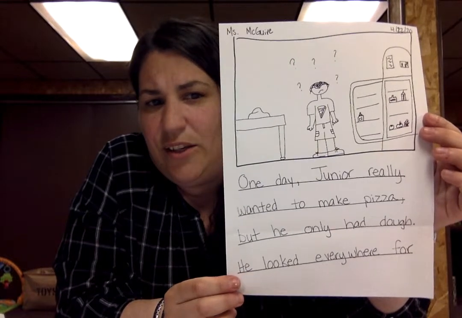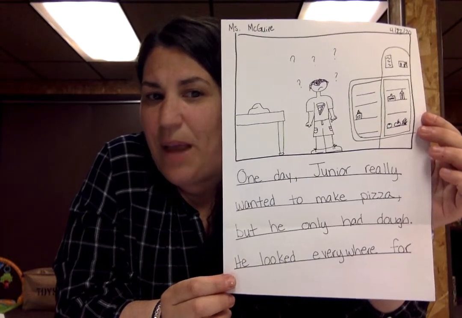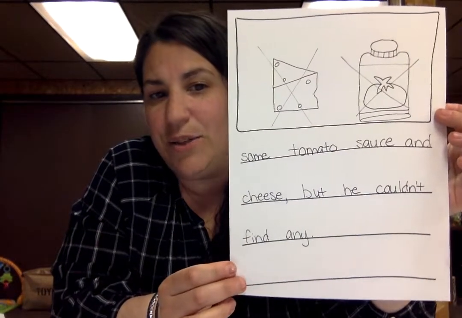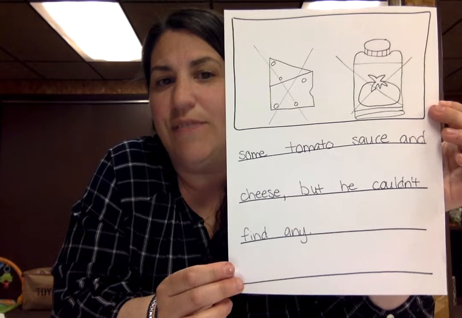Okay? So remember, I said step 1 was to reread the problem that we already wrote. So let's reread my work. One day, Junior really wanted to make pizza, but he only had dough. He looked everywhere for some tomato sauce and cheese, but he couldn't find any. Okay, so I reread my problem, and now I'm remembering that the problem is that Junior really wants to make pizza, and he does not have all of the ingredients.